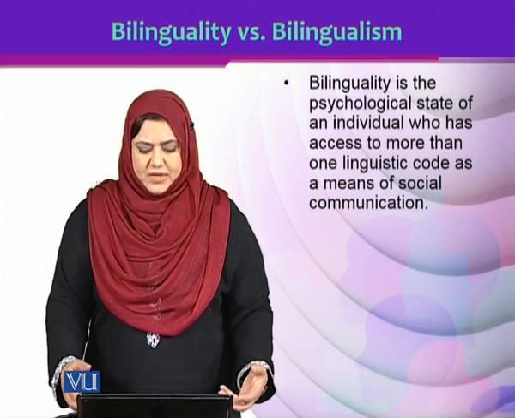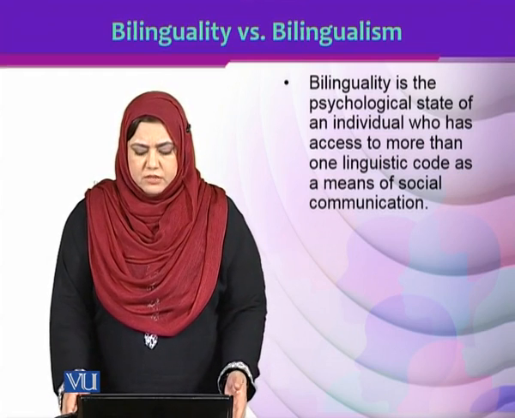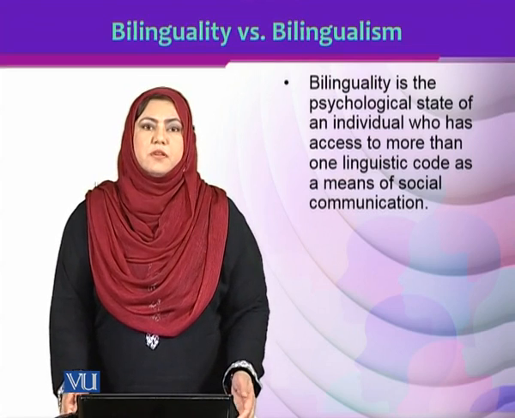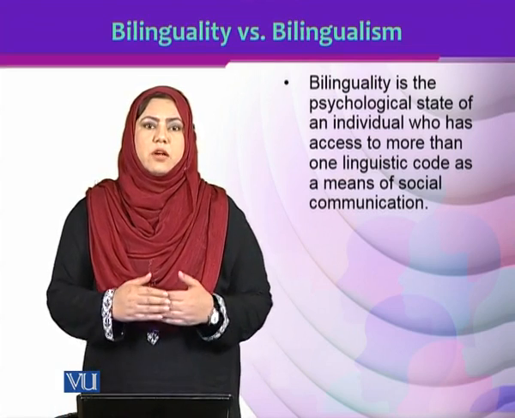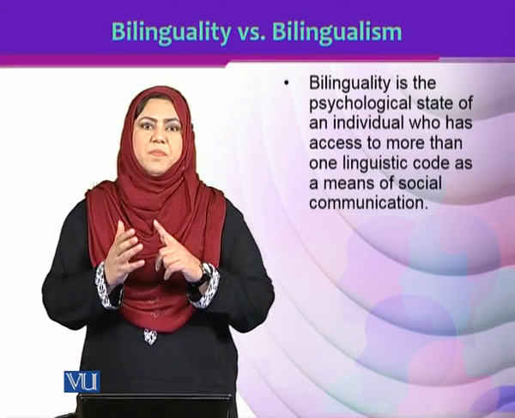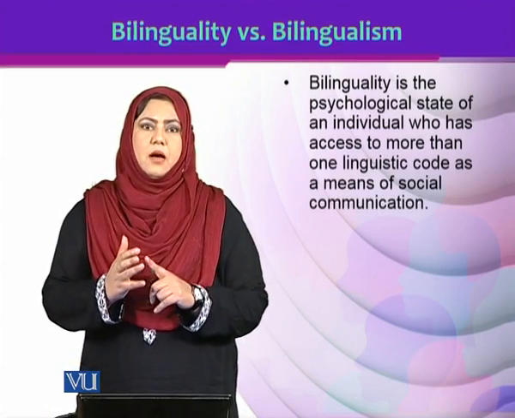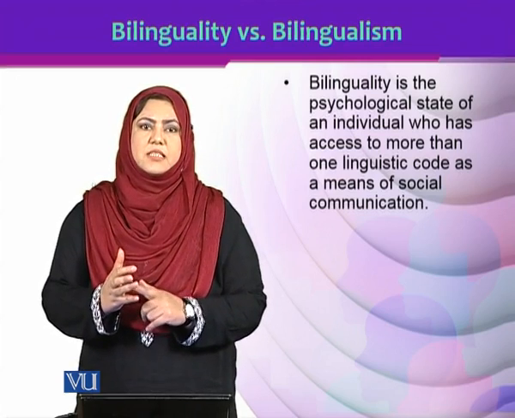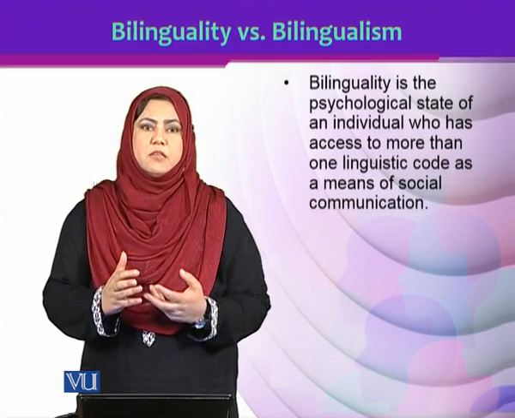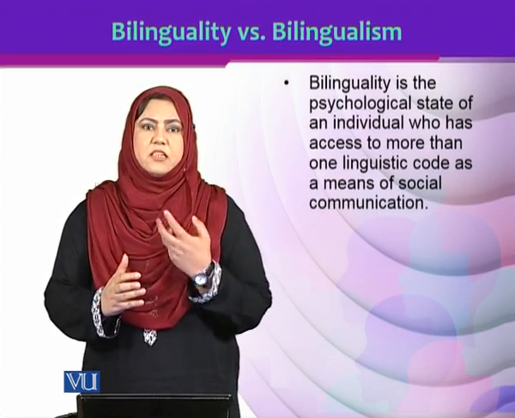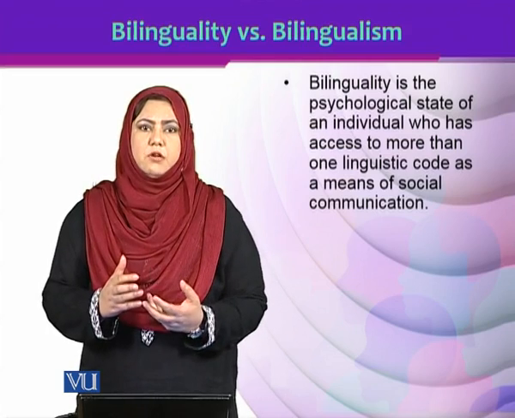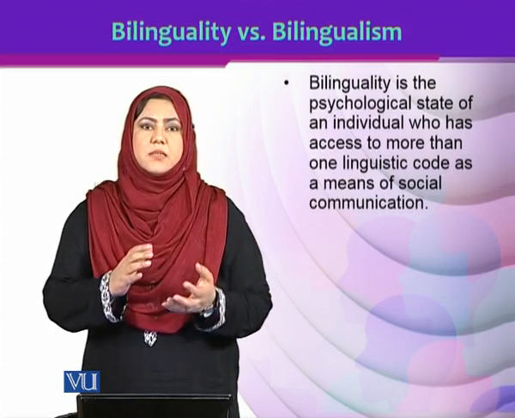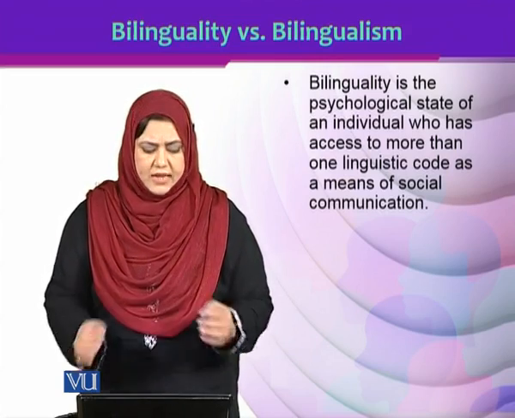the psychological perspective about language of an individual who has access to more than one linguistic code as a means of social communication. So, according to this definition of Romain, bilinguality, A, deals with an individual. Secondly, it deals with the psychological perspectives or the state of mind of an individual, which means what is the attitude of an individual, what is the behavior of an individual, how does an individual think about this phenomenon of using more than one language.